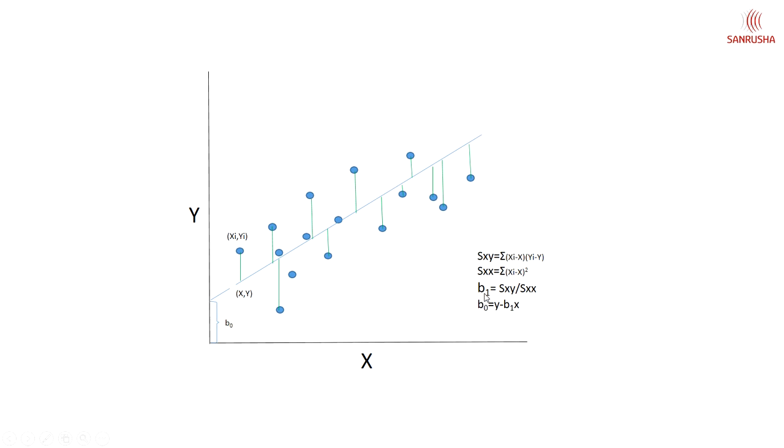How do we derive b1? It is Sxy divided by Sxx. What is Sxy? Sxy is the sum of the products of the differences of x and y from their means, between the trend line and the actual points. And Sxx is the sum of the squares of the differences of the x values. And that is your b1. Once you get b1, b0 is easy. b0 is y minus b1 times x.